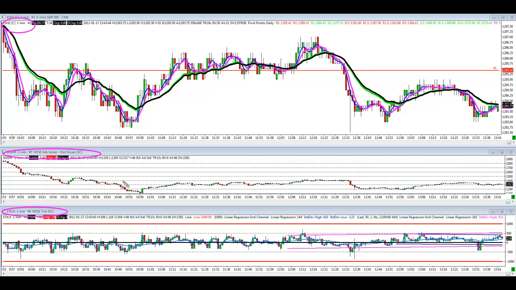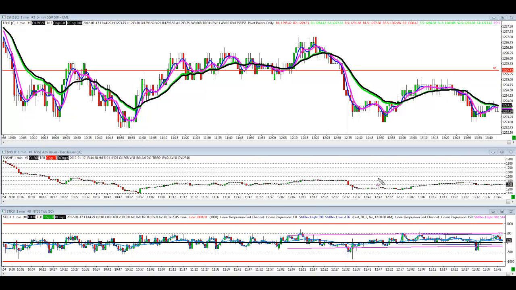The market internals are important for gauging market direction. If the ADD is above 1,000 or 1,500, we have an uptrend. As we can see this morning, the ADD stayed above 1,100.